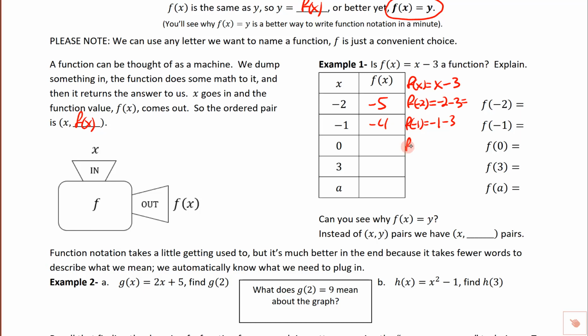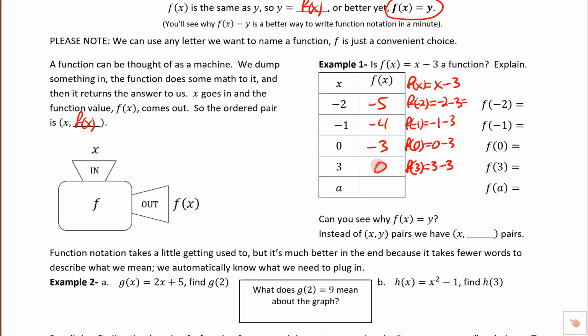And we just basically go through and do each one of these. So if x is 0, we're going to find f of 0. Wherever there's an x, we're going to put a 0. So this is 0 minus 3. And you can kind of catch the pattern here, what's happening on every one of these. So if I put in a 3, we put a 3 right here. We subtract 3, and we end up with 0.